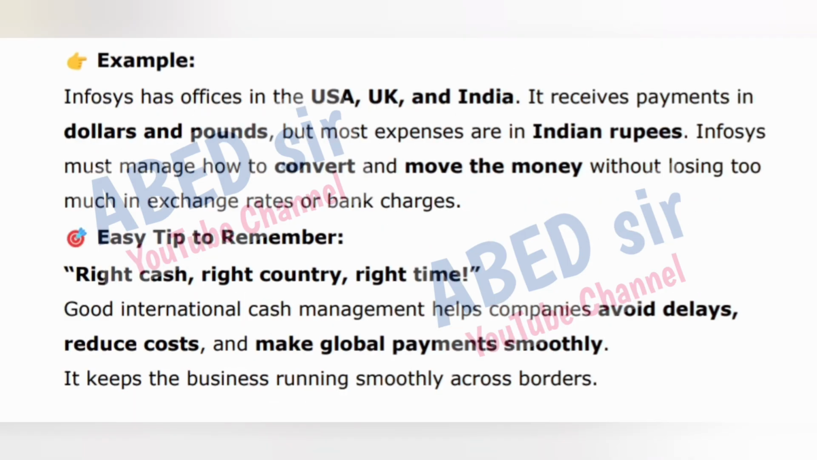Example: Infosys has offices in the USA, UK, and India. It receives payments in dollars and pounds, but most expenses are in Indian rupees. Infosys must manage how to convert and move the money without losing too much in exchange rates or bank charges. Easy tip to remember. Right cash, right country, right time.